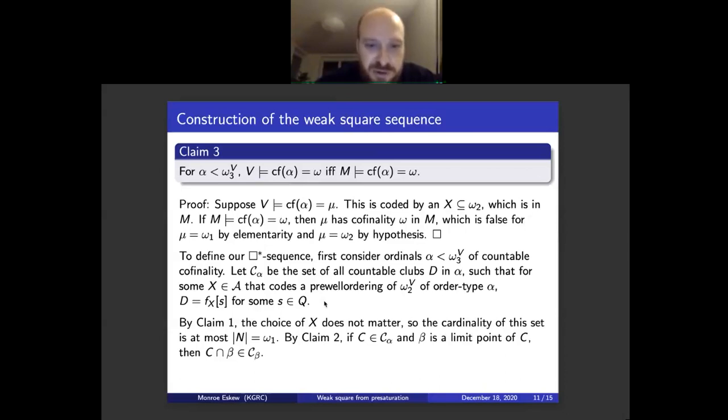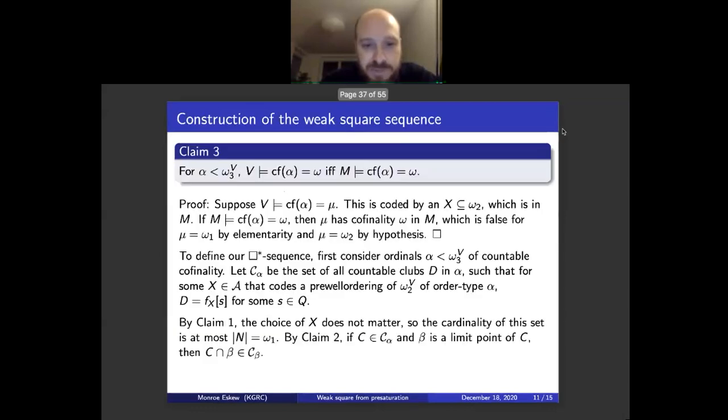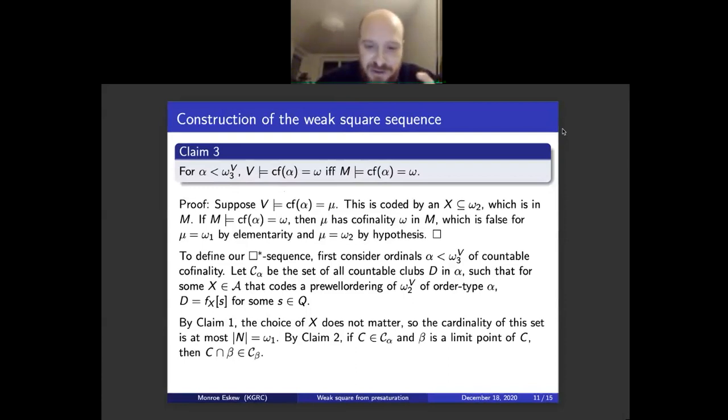Claim 2 says that we have a coherent selection. So if C is one of these countable clubs in C alpha and beta is a limit point, then C intersect beta is in C beta. If you recall, this procedure says that we can take the image of a thing intersected with a small ordinal. That's the image of a canonical restriction of that same thing under another thing from the elementary submodel. Sorry, what was Q again? Q is the P omega 1 omega 2 of V, the collection of countable subsets of this ordinal that are in the elementary submodel. Thanks. Yeah.